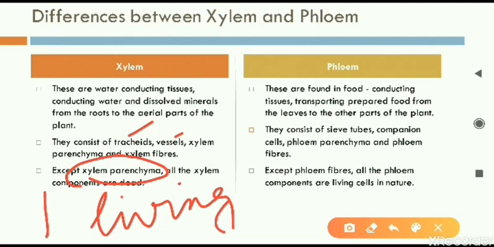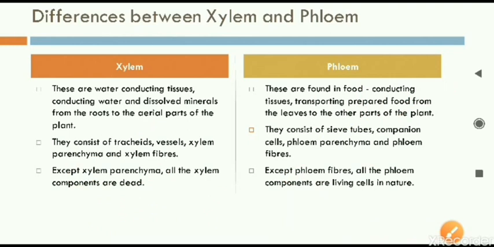But in the case of phloem, only one is dead. Which one is dead? That is phloem fiber. Here one is dead, on the other side one is living. Which one is living? Xylem parenchyma of xylem is living. The remaining 3, tracheids, vessels, and the xylem fibers, are dead cells. But in the case of phloem, only the phloem fibers are dead. The remaining 3, the sieve tubes, the companion cells, and the phloem parenchyma, are living. So these are the basic differences between the xylem and the phloem tissues.